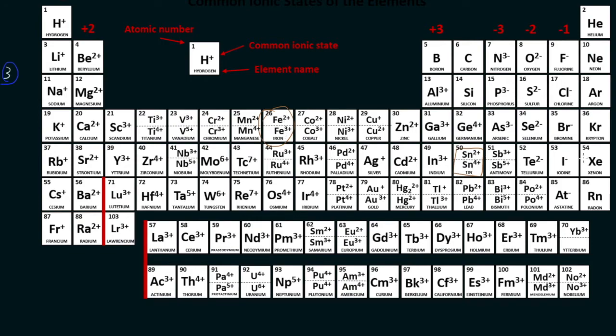You've got tin over here, that could have a +2 or a +4. So I would call this tin 2 or tin 4. I've got nickel here, I could call this nickel 2 or nickel 3. So nickel 3 would be the Ni3+. So we identify that using those names, okay? So that should be pretty straightforward.